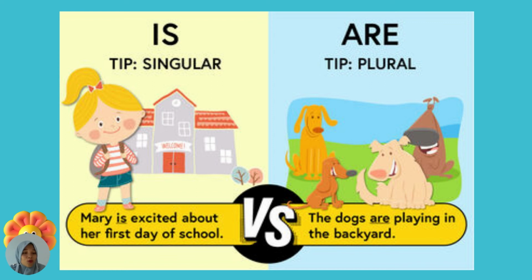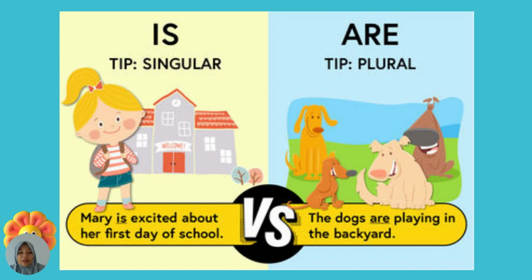Then again, singular and plural also can be stated with is and are. Is for singular and are for plural subject. For the example, Mary is excited about her first day of school. Mary here is only one person. So, Mary using is because Mary is singular. Look at the picture about are. Are can be used for plural noun.